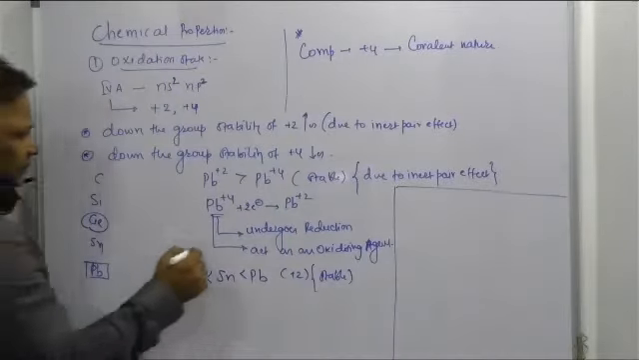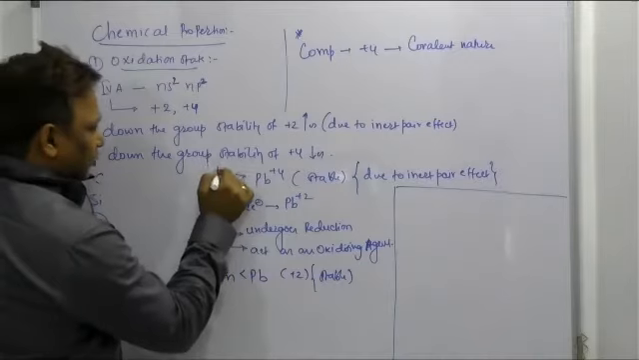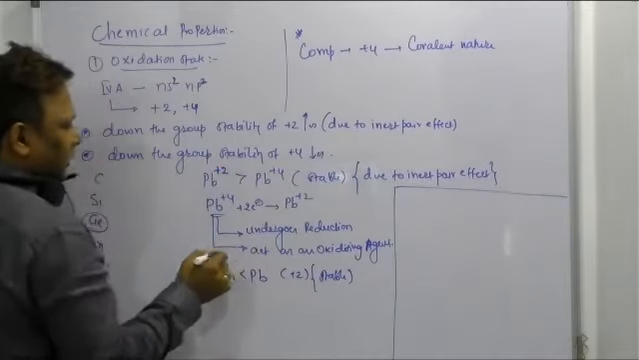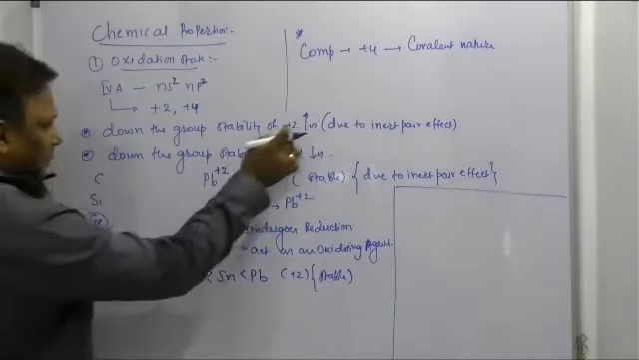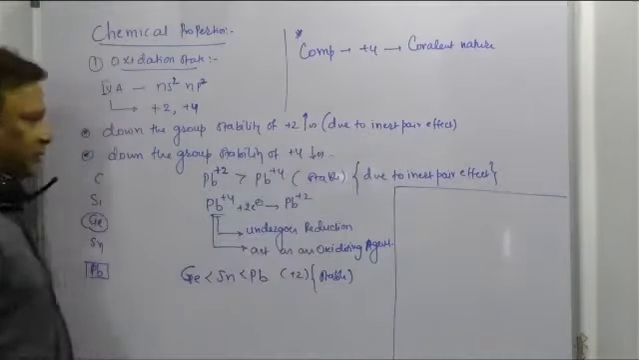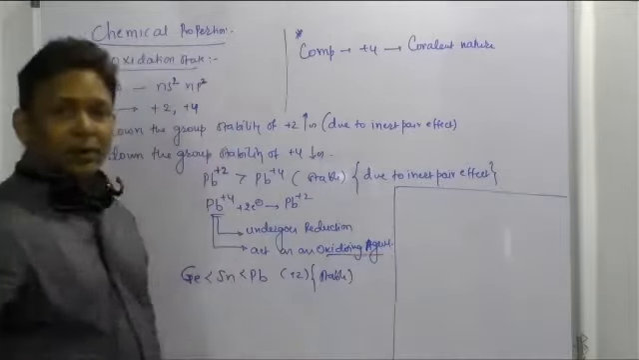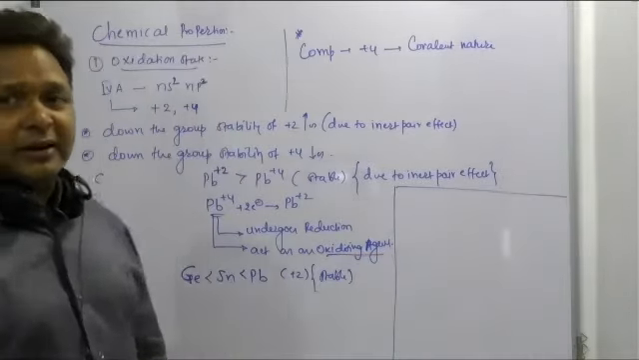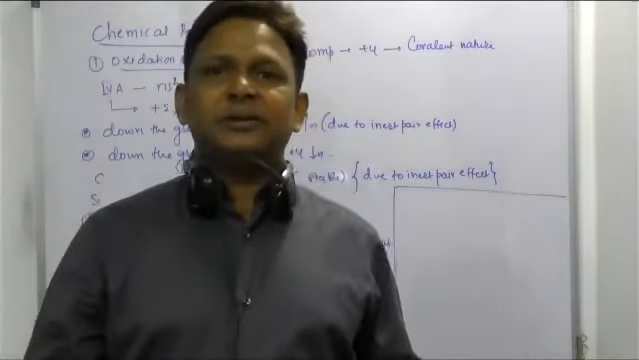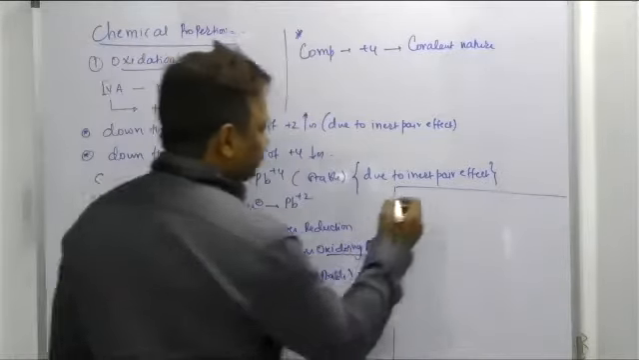Pb is more stable in +2. We wrote here Pb is more stable in +2 than +4 because as we are coming down the group, the stability of +2 increases due to inert pair effect. So lead will act as an what? Oxidizing agent. Come for the germanium.